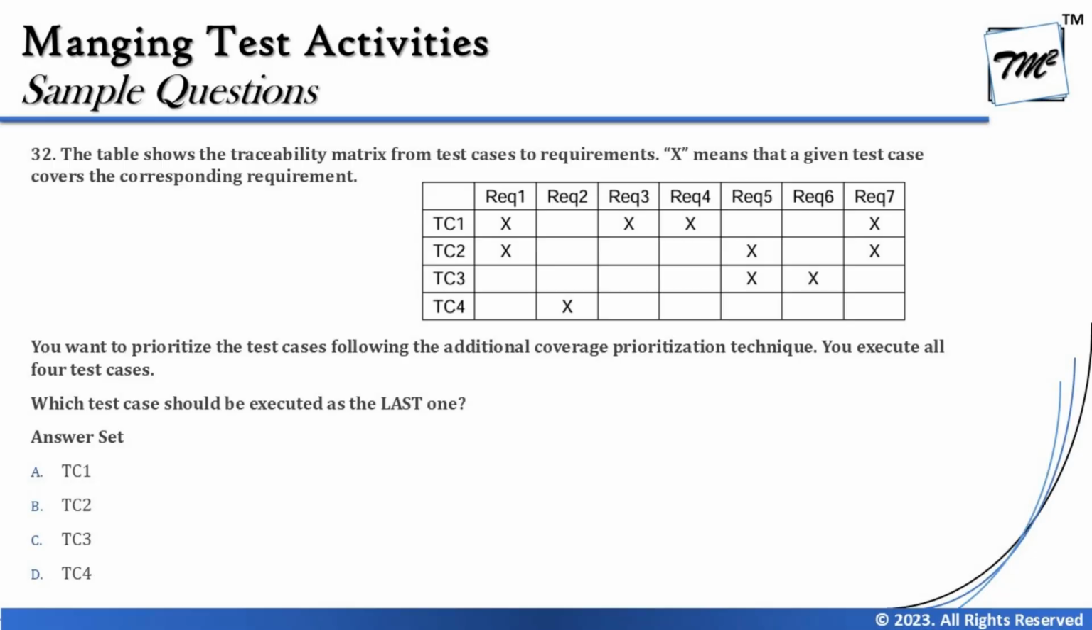So if I go back, we look into this test case sheet, we understand the next test case which covers the additional coverage for the remaining requirement is test case 3, which covers 2 out of 3 remaining requirement, that is 5 and 6. So test case 3 should be executed as the second one. Now the only requirement still not covered is requirement 2, which is covered by test case 4. Therefore, test case 4 should be executed as the third test case.